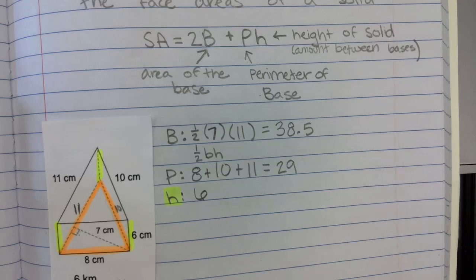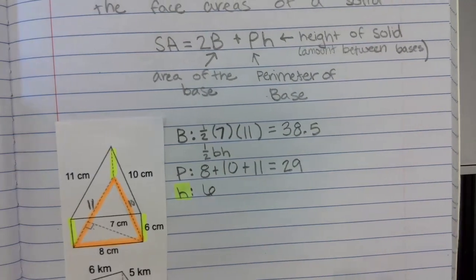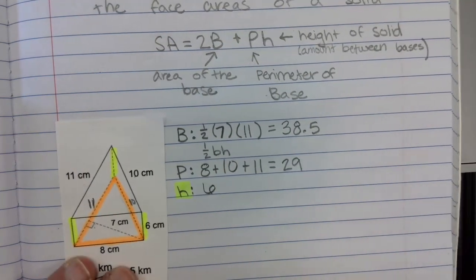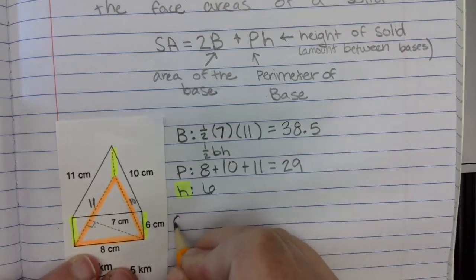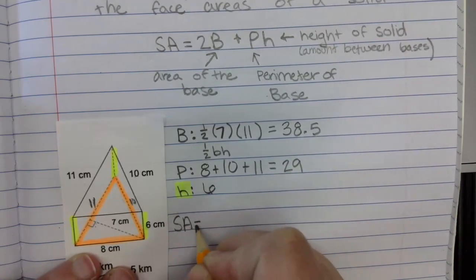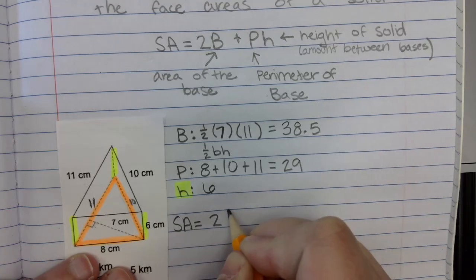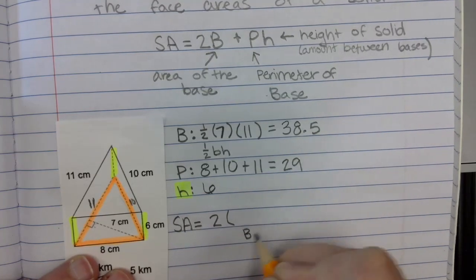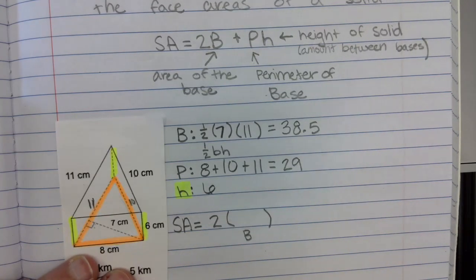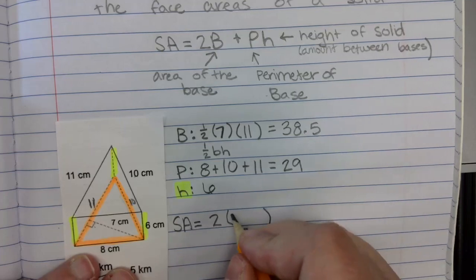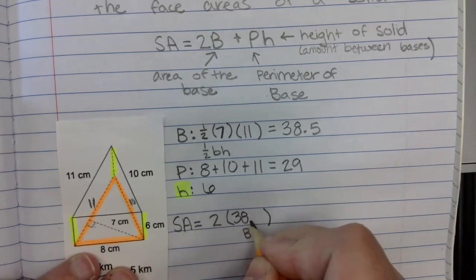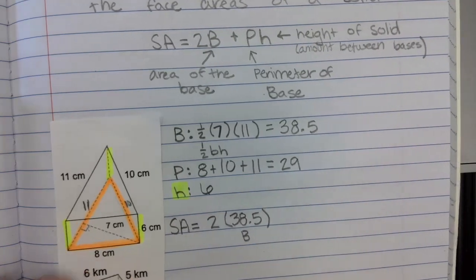Okay, remember if you don't have enough highlighters, you can always switch with a partner when we switch out colors. Alright, so now we're going to follow our surface area formula. Our surface area formula starts with 2 times the area of our base, our big B. So what number do we have for our big base here? 38.5. And we have 2 of them because how many triangles are there?